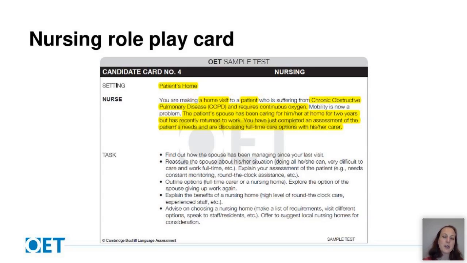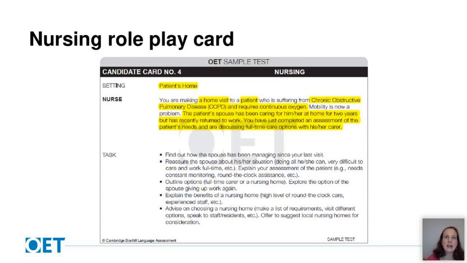So when we come on to look at the examples in a minute or two, you will see that who the nurse is talking to did cause some confusion for the candidates I role-played this task with. And I'll give you some examples of how some of those coped with that better than others.